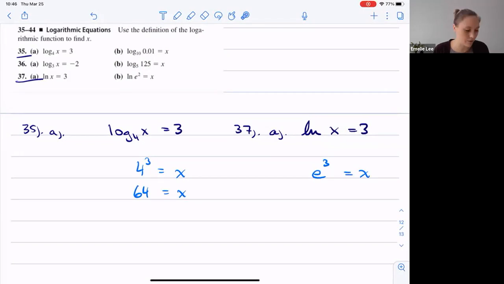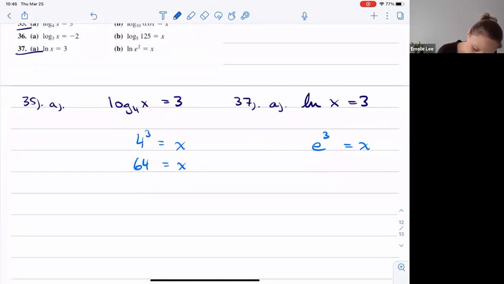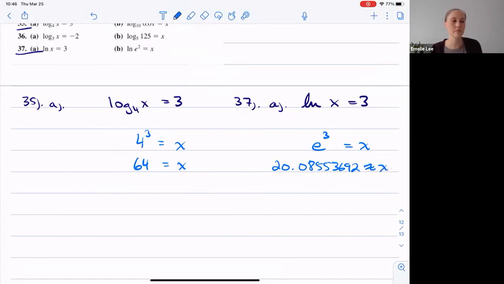So e to the power of 3, I'm just going to do it on the side here for ease. E to the power of 3, I get roughly 20.08553692, which is approximately equal to x. So you can use the definition of the logarithm to rewrite it as an exponent or an exponential function, and then it's easy to solve for x.